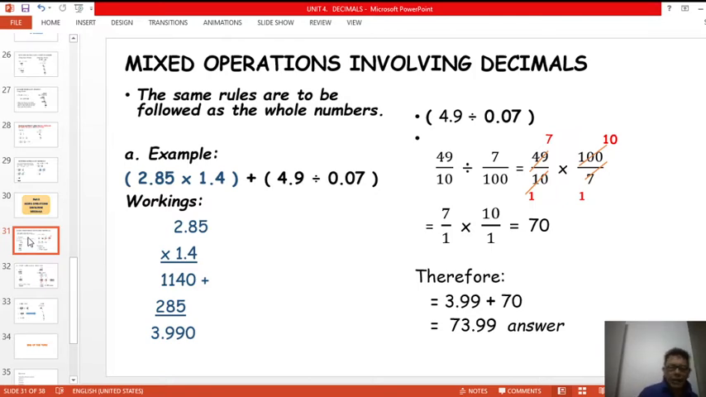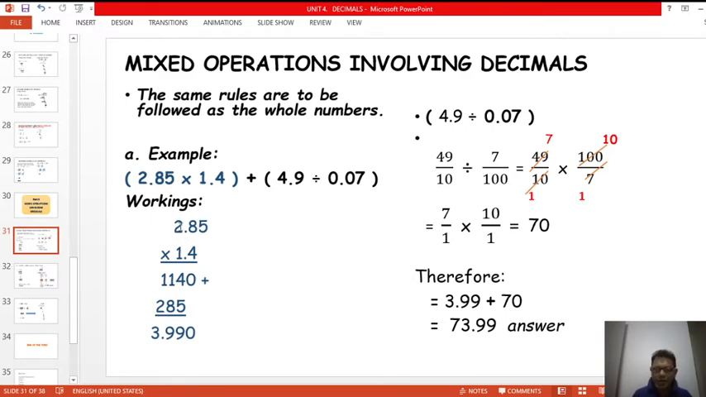Our example A, we have 2.85 times 1.4. These two decimal numbers are inside the parentheses. Then we have plus, open parenthesis, 4.9 divided by 0.07, close parenthesis. So again, as the rule says, the first rule is to deal with those numbers with parentheses, or those groups.